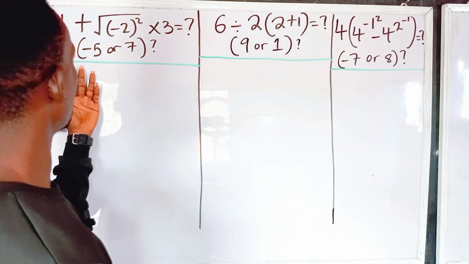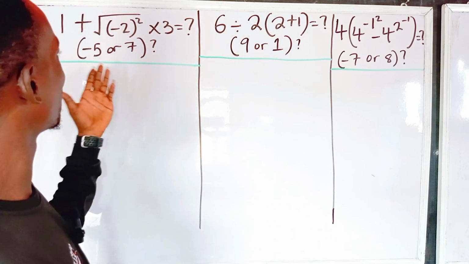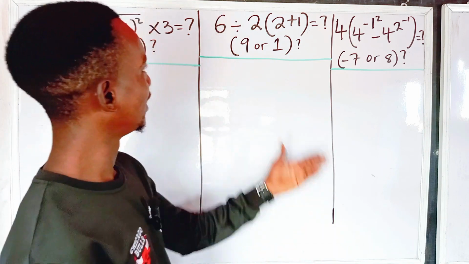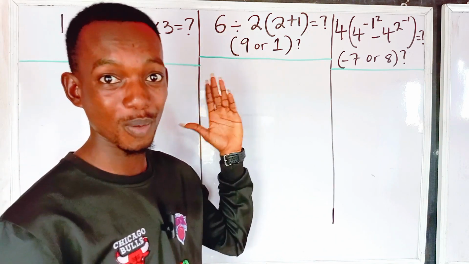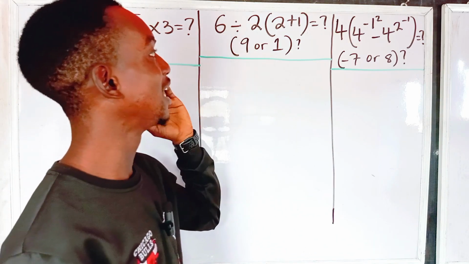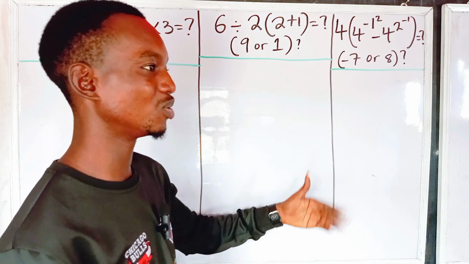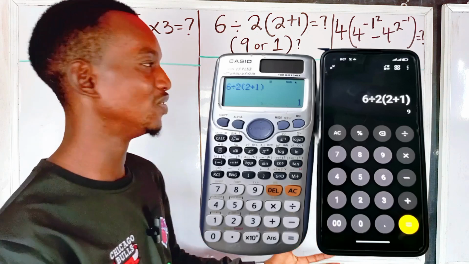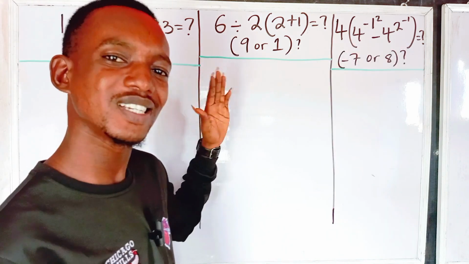This first question here, many people got -5, many people got 7. Which of these is the correct answer? This one is even worse, and it is the most popular because it caused a lot of argument online. In fact, a phone will give you an answer different from what a calculator gives you, and a lot of confusion. Which is the correct answer?